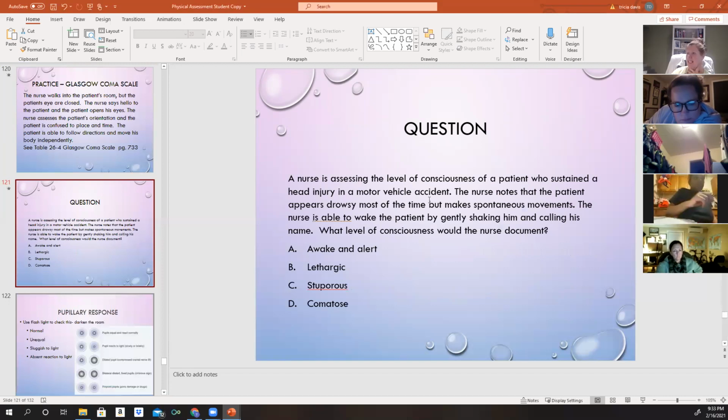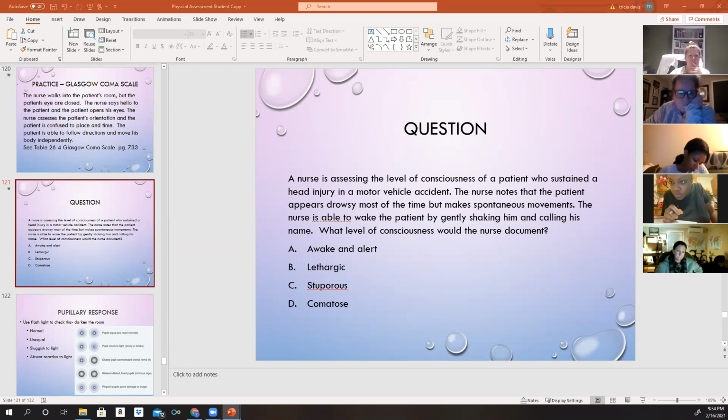A nurse is assessing the level of consciousness of a patient who sustained a head injury in a motor vehicle accident. The nurse notes that the patient appears drowsy most of the time, but makes spontaneous movement. The nurse is able to wake the patient by gently shaking him and calling his name. What level of consciousness would the nurse document for this patient? Is he awake and alert? Is he lethargic? Is he stuporous? Or is he comatose?